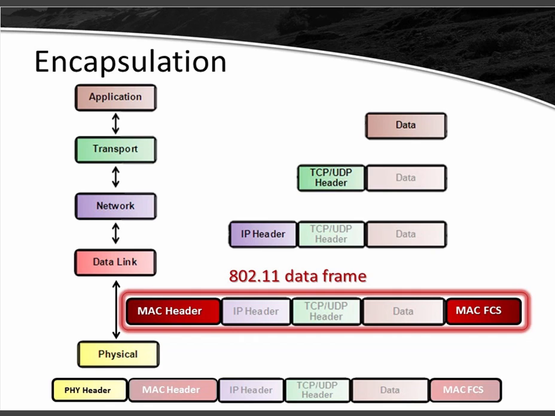With 802.11, of course, we're dealing with the MAC header and MAC footer, or frame check sequence, to be able to do integrity checks against the data. So all we do is at layer 2, the MAC sub-layer of the data link layer, we actually encapsulate the upper layer information. So the IP header, the TCP/UDP header, the data. We take all of that, we wrap it inside of the 802.11 MAC frame format. So the actual upper layer information becomes the payload of the MAC frame.